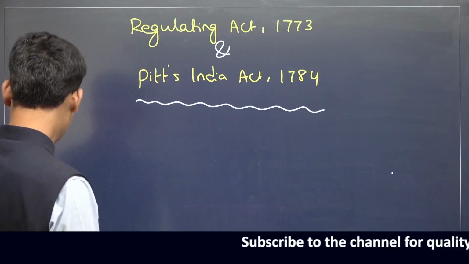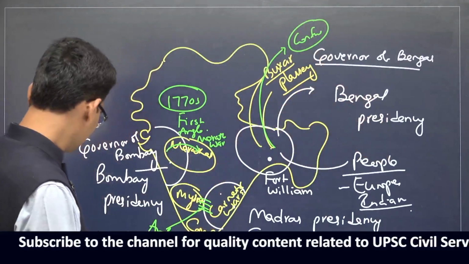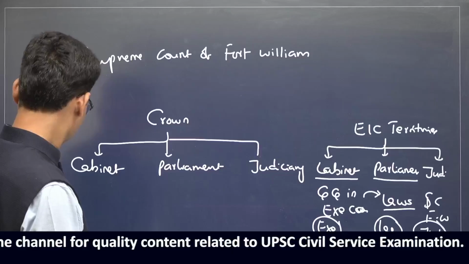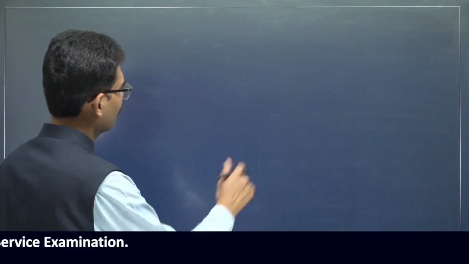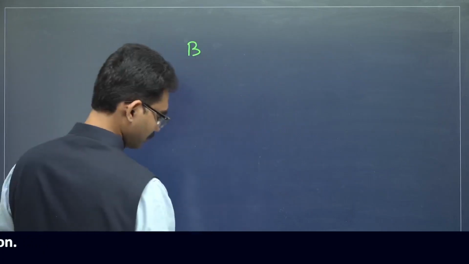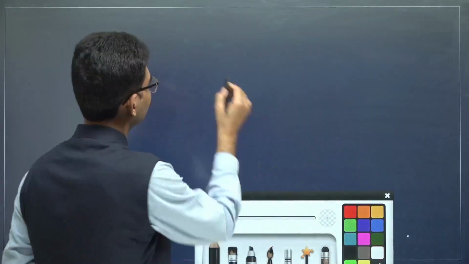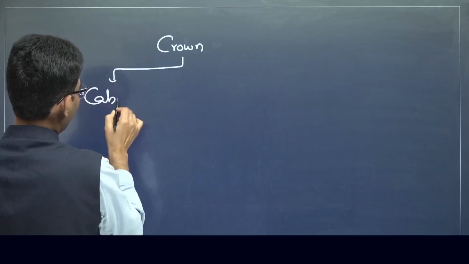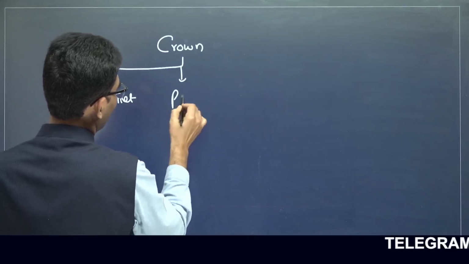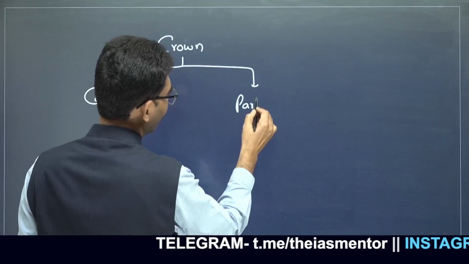When it comes to the provisions, the Regulating Act passed with these provisions. Now in England, these three, Bengal governor, Madras governor and Bombay governor, come under, this is before Pitt's India Act, Crown, Cabinet, Parliament. Let us consider these two things, Parliament.